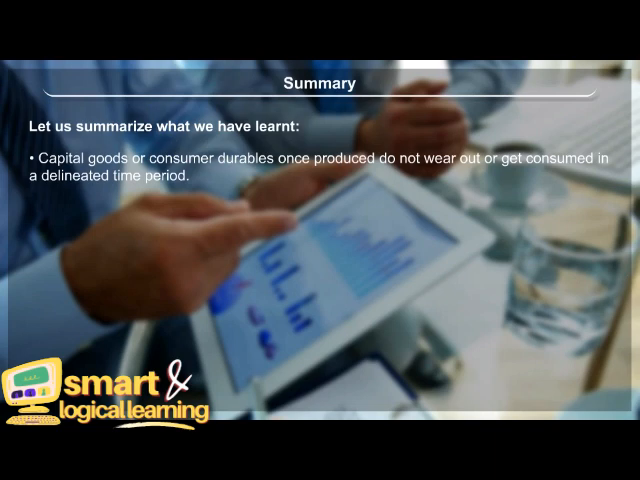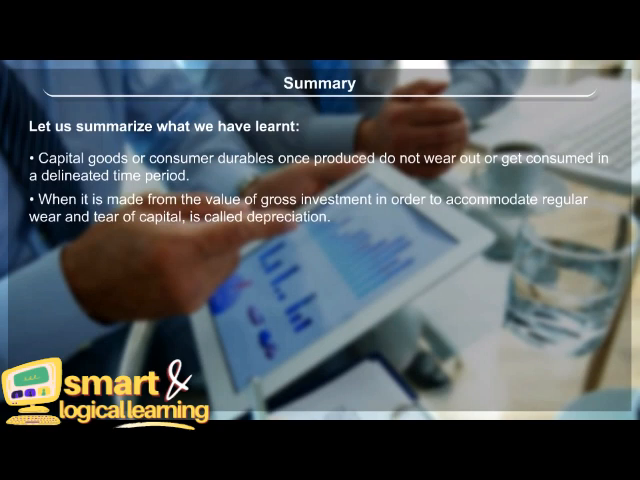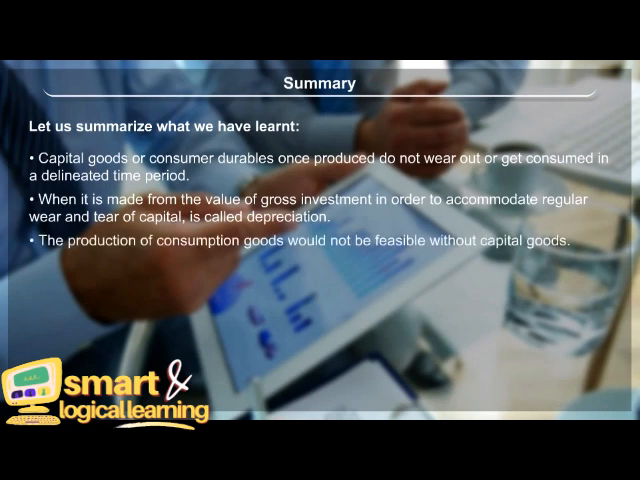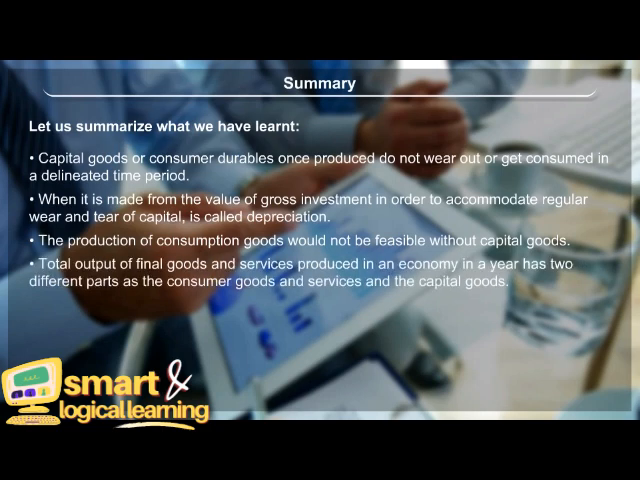Capital goods or consumer durables, once produced, do not wear out or get consumed in a delineated time period. When a deduction is made from the value of gross investment in order to accommodate regular wear and tear of capital, it is called depreciation. The production of consumption goods would not be feasible without capital goods. Total output of final goods and services produced in an economy in a year has two different parts: the consumer goods and services and the capital goods.